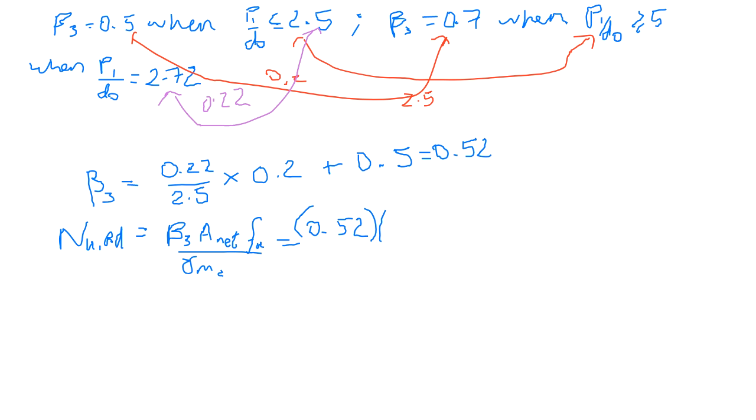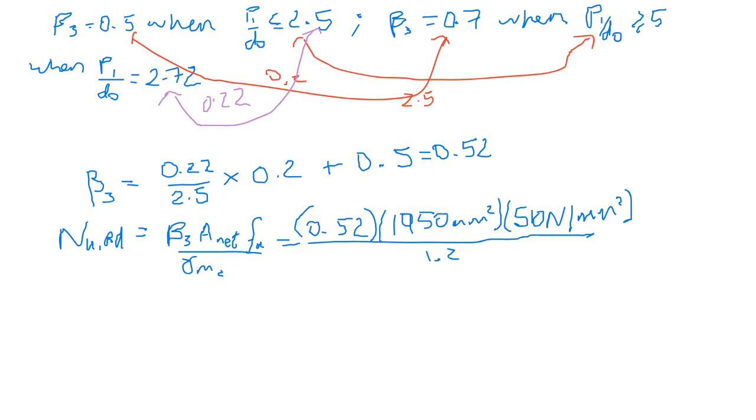The net cross-section area that we worked out was 1950 millimeters squared. And then the ultimate strength from table 3.1 is 510 newtons per millimeter squared. And then the material factor of safety is 1.25 in there.